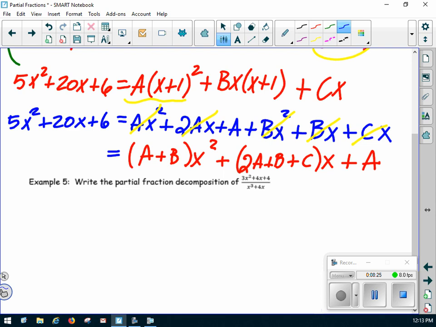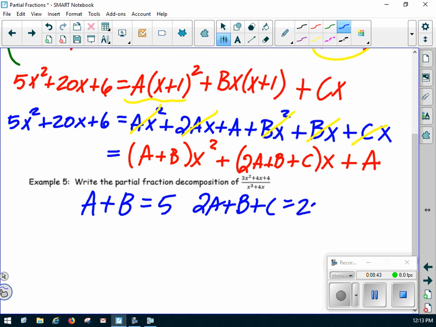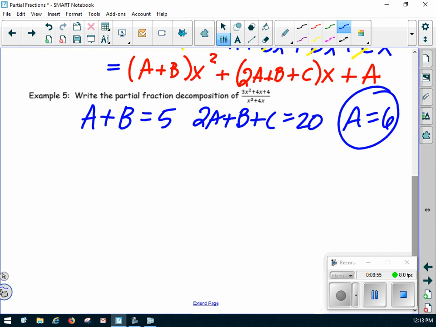What does a plus b have to equal? 5. All right. So a plus b has to equal 5. What does 2a plus b plus c have to equal? 20. And a equals 6. Hallelujah. I know what a is. If a is 6, b is negative 1.